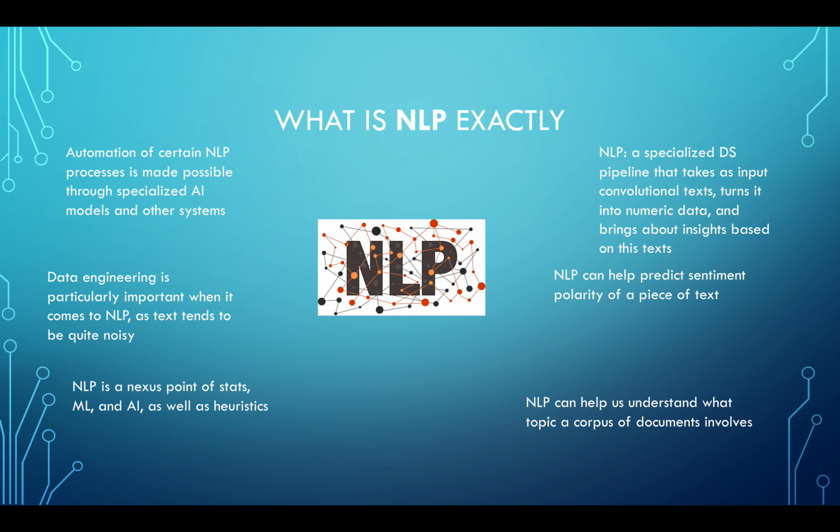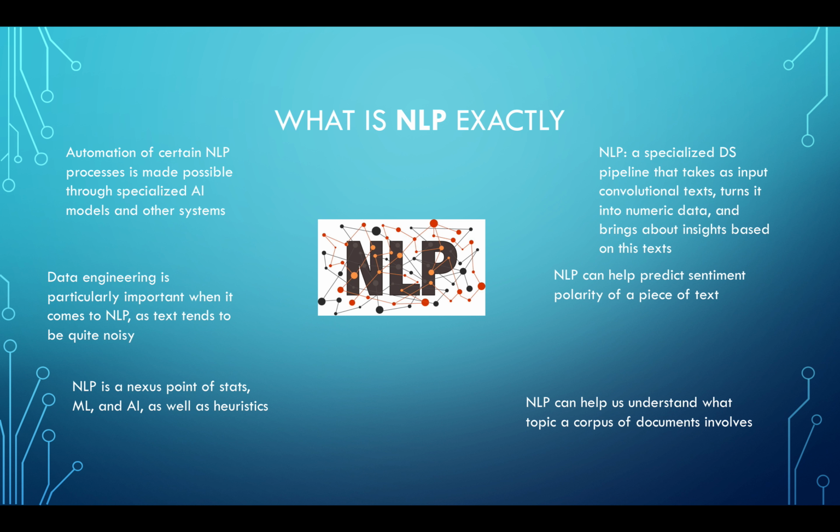So what is NLP exactly? An NLP pipeline is a specialized process which takes text as input, converts it into numeric data, and brings about insight from that. Oftentimes, it can predict sentiment polarity. Also, NLP can help us understand what kind of topic a corpus or document has, shedding light on the complex relationship of words and patterns. This is why it is closely related to NLU, which we term natural language understanding. All this is made possible due to interdisciplinary fields like stats, machine learning, and AI. If someone tries to simplify NLP as one or two things, probably they haven't grasped the bigger picture.